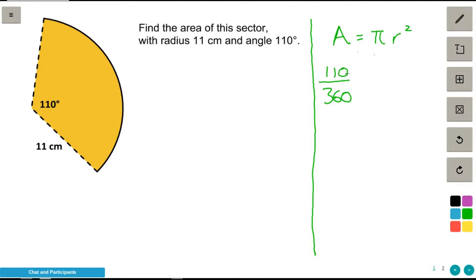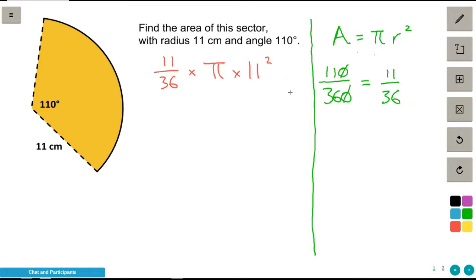And we'll just look to simplify this fraction slightly. Can't do much with it, but we can divide top and bottom by 10 to give 11/36 as our fraction. We can bring these two ideas together then to get the formula for the area of this sector. So it's going to be the area of the whole circle, so that's pi multiplied by the radius of 11 squared, and then it's going to be just 11/36 of that whole circle. So this fraction of the area of the circle.